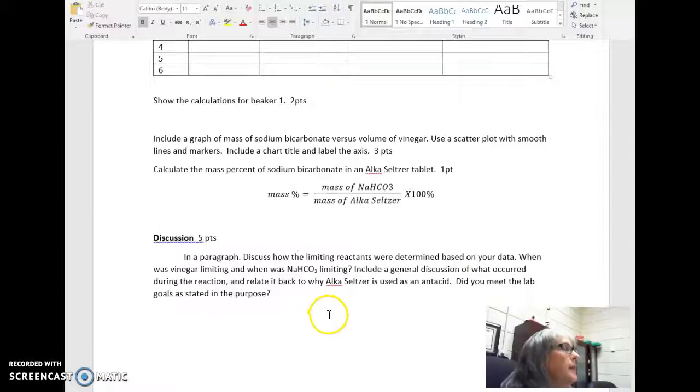And finally, we need a nice paragraph discussing how the limiting reactants were determined based on your data: in which trials was the vinegar limiting and where was the bicarb limiting. Include a general discussion of what happened during the reaction and relate it back to why Alka-Seltzer is used as an antacid. And lastly, did you meet the lab goals as stated in your purpose?